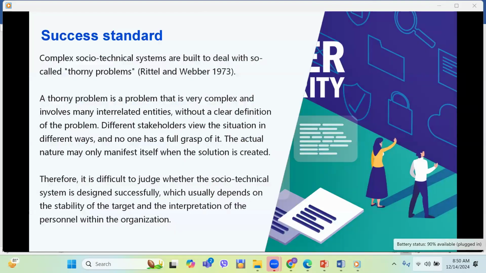3. Success standard. Complex socio-technical systems are built to deal with so-called thorny problems (Rittel and Weber, 1973). A thorny problem is a problem that is very complex and involves many interrelated entities, without a clear definition of the problem. Different stakeholders view the situation in different ways, and no one has a full grasp of it. The actual nature may only manifest itself when the solution is created. Therefore, it is difficult to judge whether the socio-technical system is designed successfully, which usually depends on the stability of the target and the interpretation of the personnel within the organization.